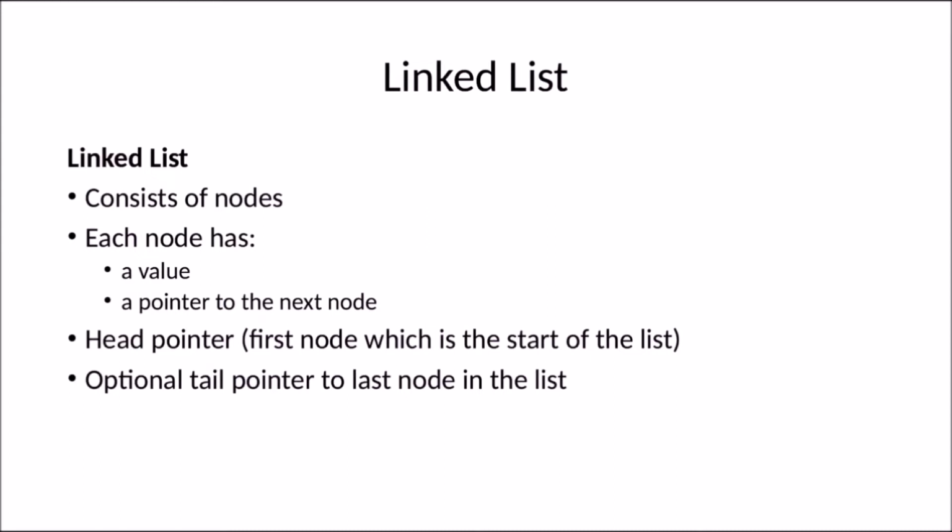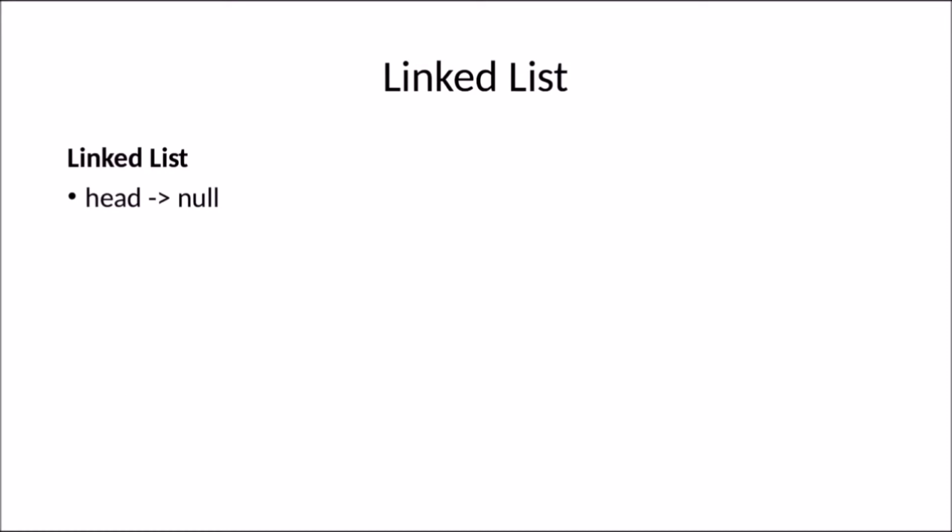Optionally, a linked list also has a tail pointer that points to the very last node of the list. That will make it easy to append nodes to the list, because we can jump directly to the last node and add a node at the end of the list without having traversed the entire list starting at the head pointer. Now let's see how this works conceptually.